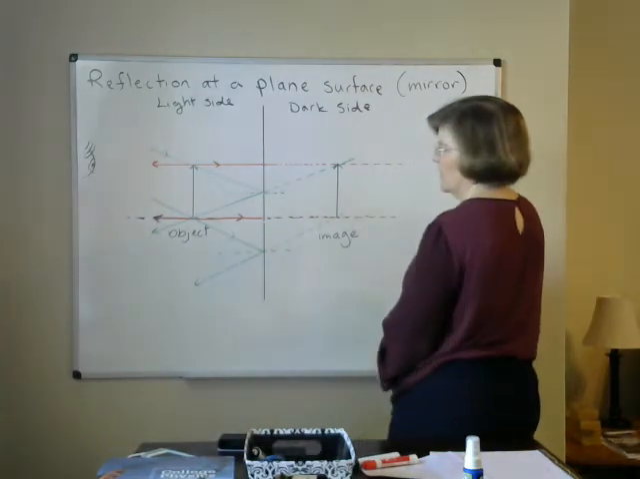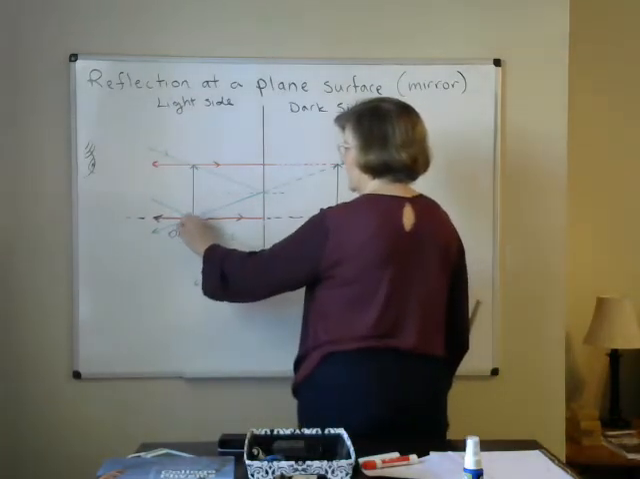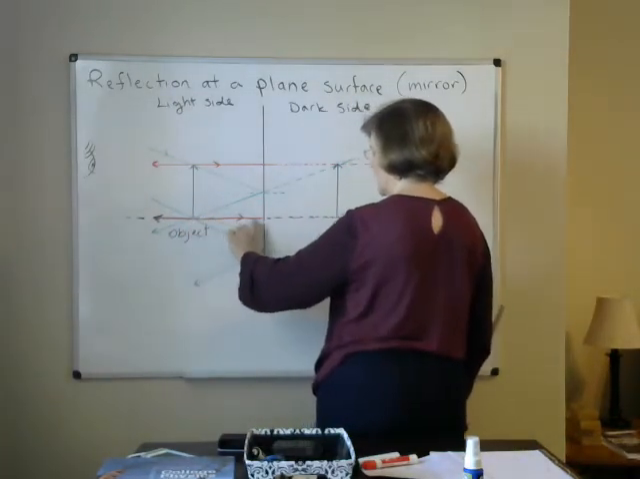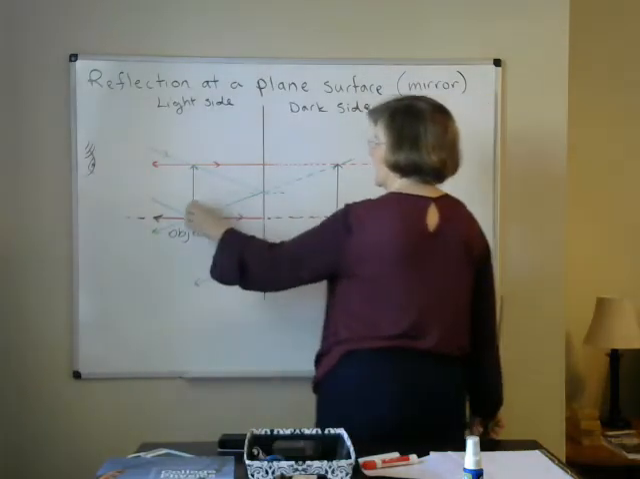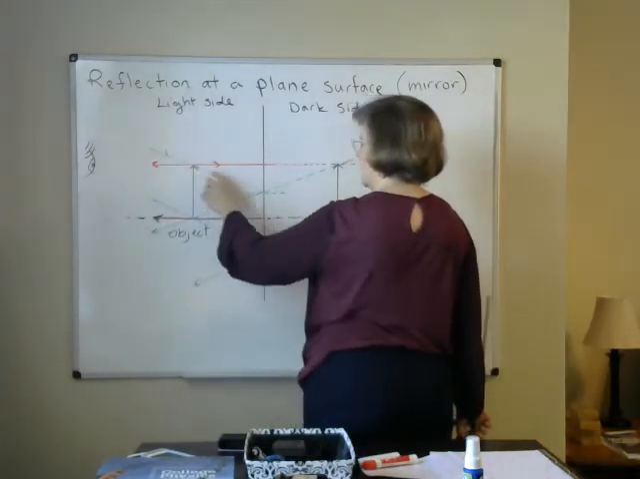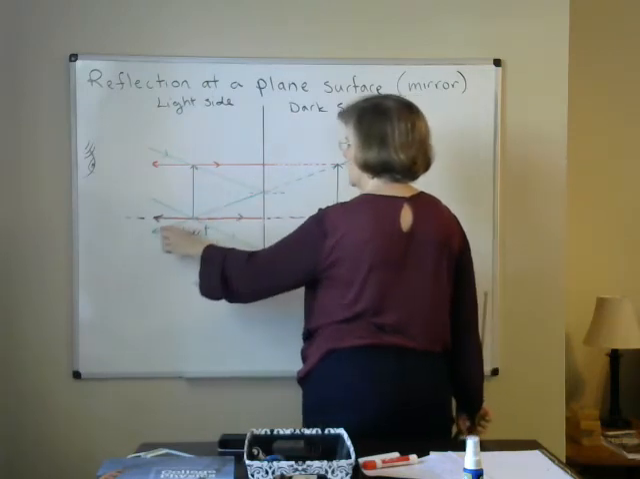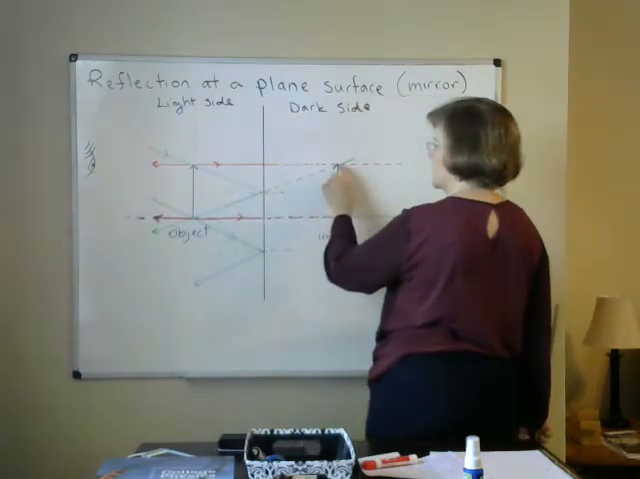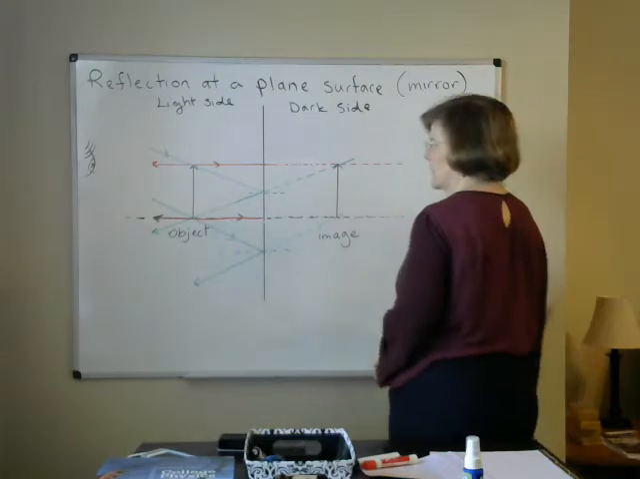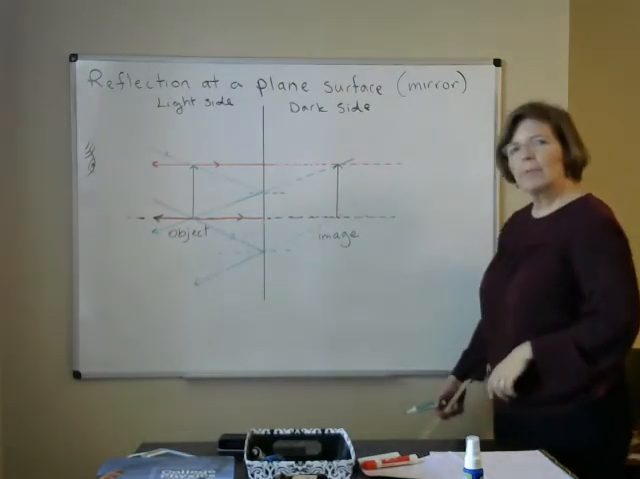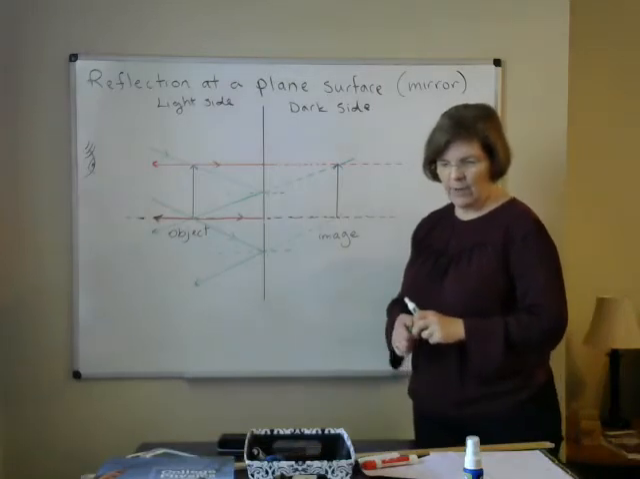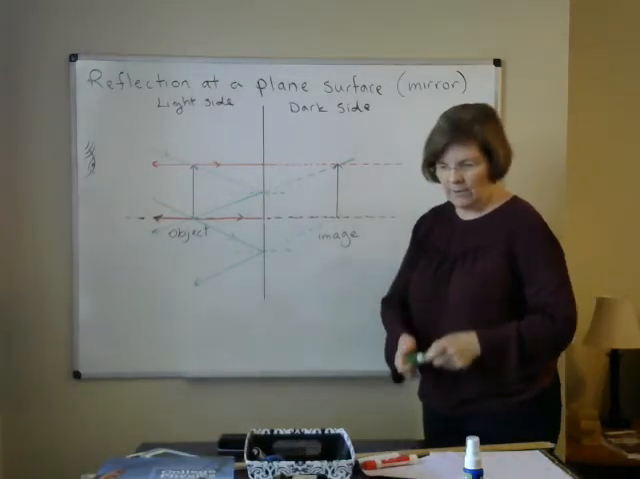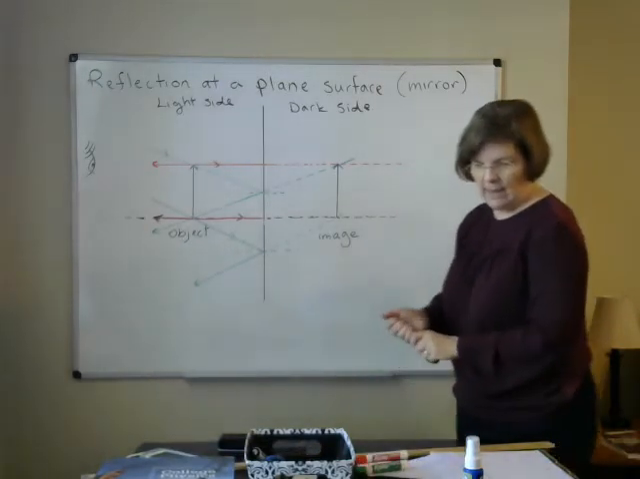Okay. So I have a red and a green ray right here at the base. You can see they appear to be coming from right here. Similarly, when I drew this green ray in, it reflected. If I follow it back, it appears it's coming from right here. Okay. That's how a plane mirror works to make an image. Those are probably the mirrors you are most familiar with.